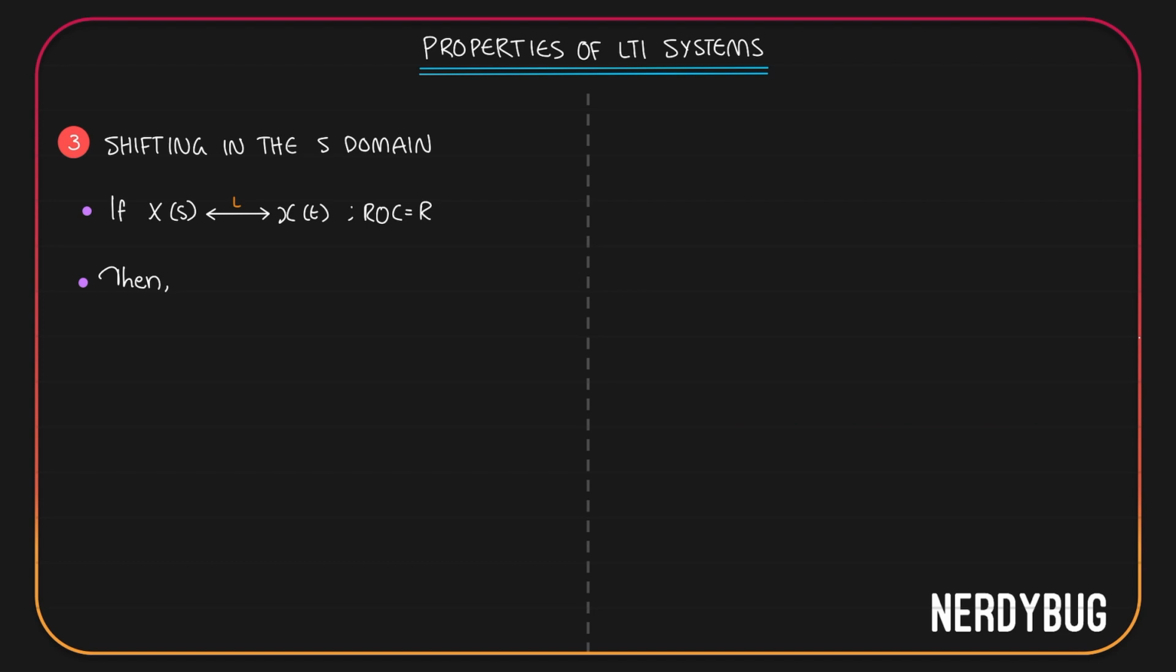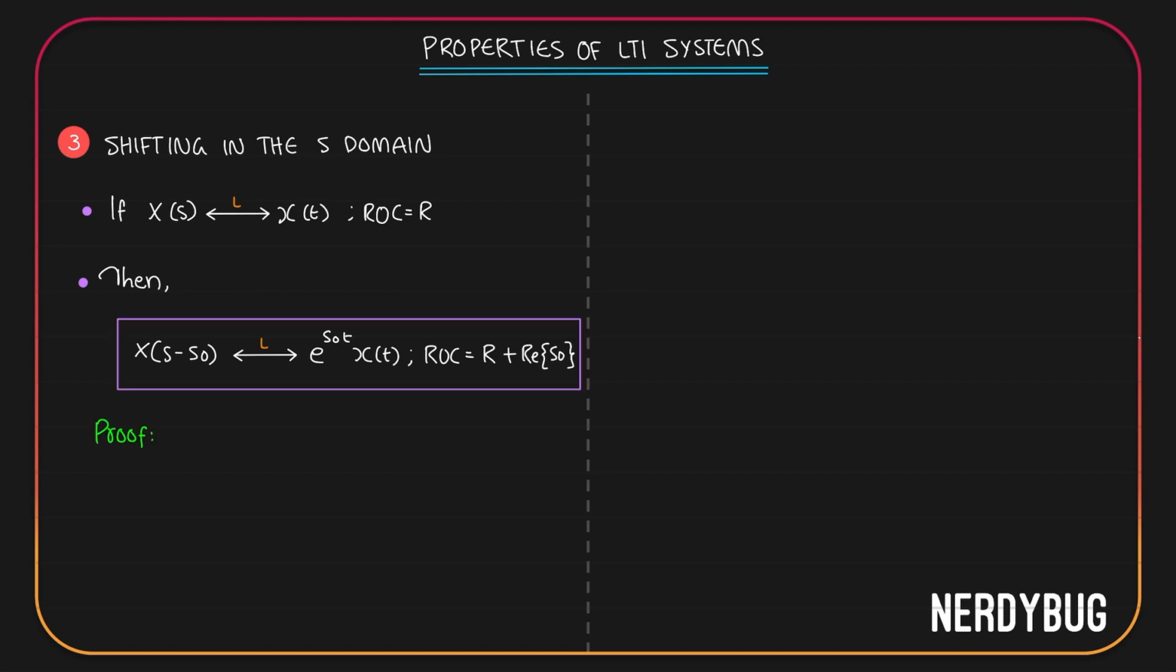The next property is shifting in the s domain. If x of s is the Laplace transform of our signal x of t and its ROC is R, then according to this property, x of (s minus s naught) will be the Laplace transform of e raised to s naught t x of t. And the ROC is going to be the original ROC plus the real part of s naught. Now let's prove it.